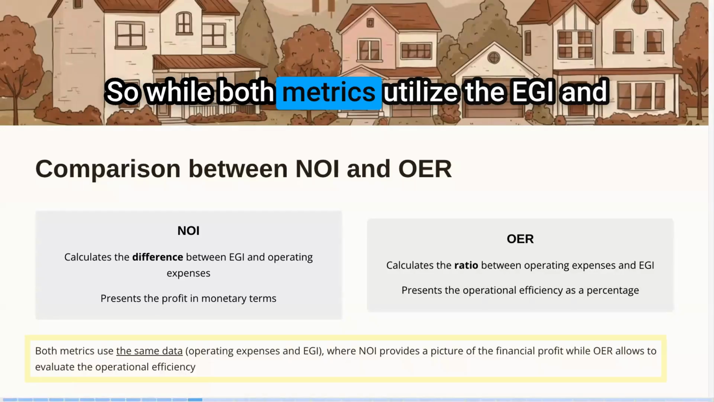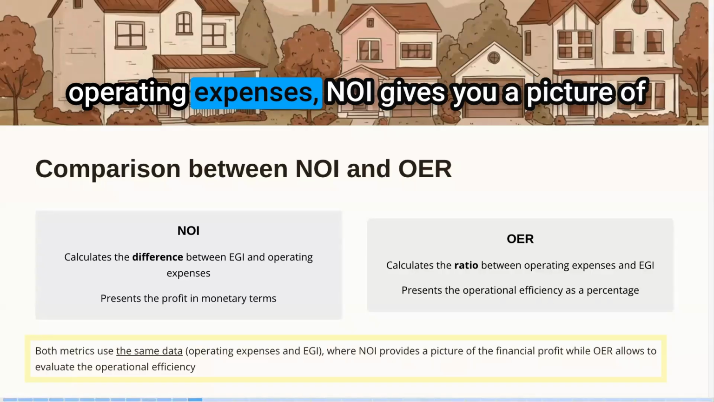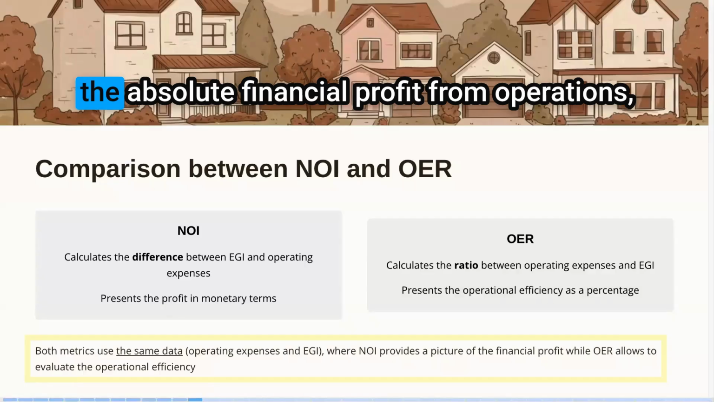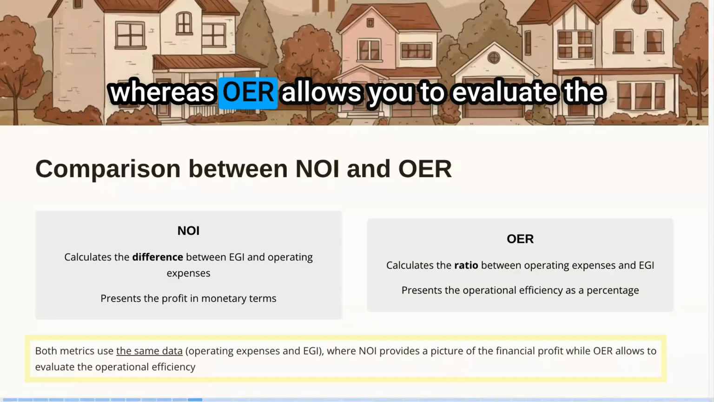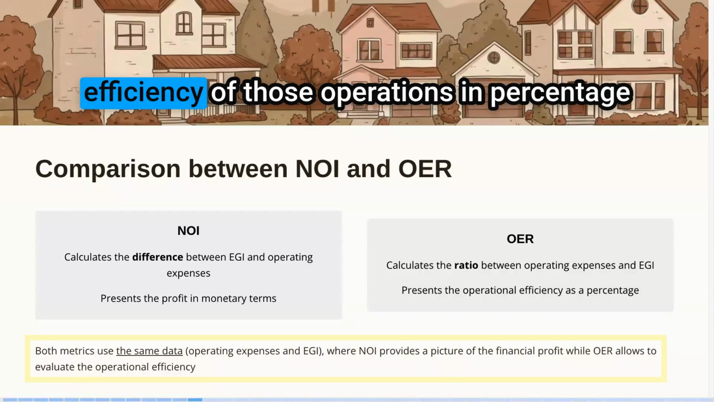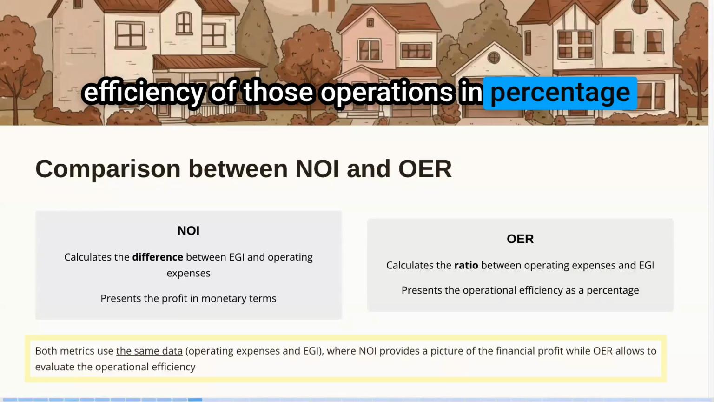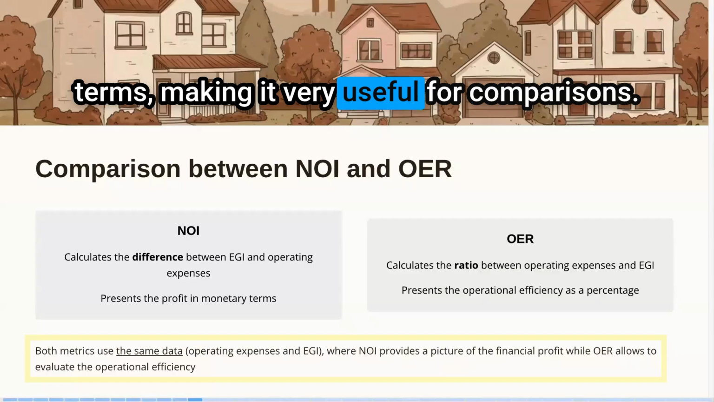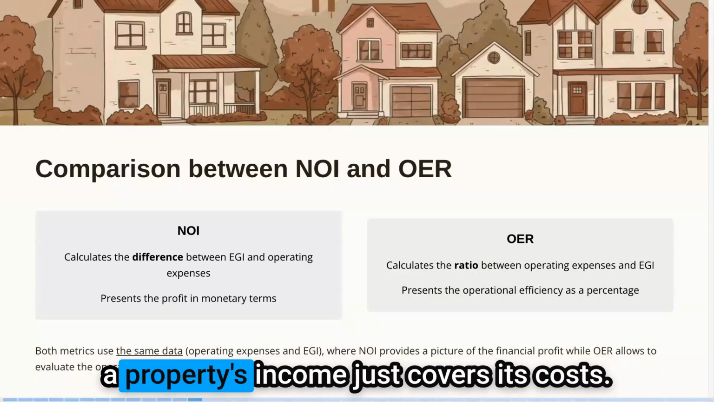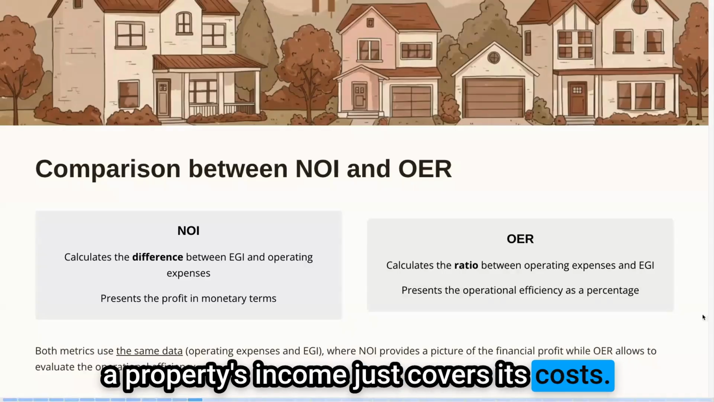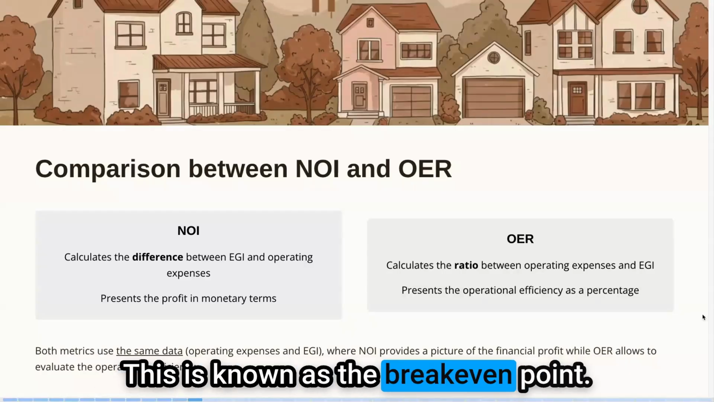So while both metrics utilize the EGI and operating expenses, NOI gives you a picture of the absolute financial profit from operations, whereas OER allows you to evaluate the efficiency of those operations in percentage terms, making it very useful for comparisons. Now let's think about the point at which a property's income just covers its costs. This is known as the break-even point.